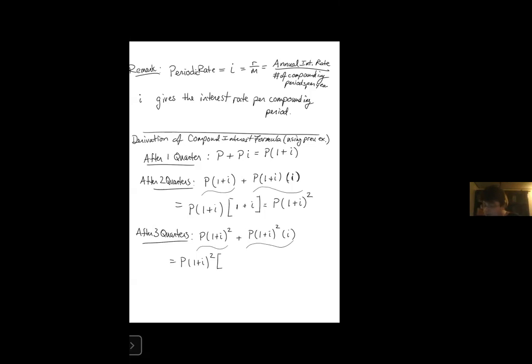Factor it out from the first thing, you're left with nothing, so 1. Factor it out from the second thing, you're left with a positive I. And again, we have another 1 plus I. So P times 1 plus I. There are 3 copies of 1 plus I, so we can write that as Q. And after 4 quarters, you could check what you get, but you would get a 4 instead of a 3 in your final formula. And that does hold in general.